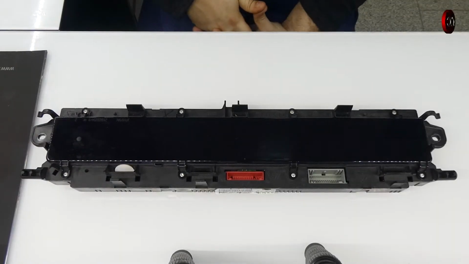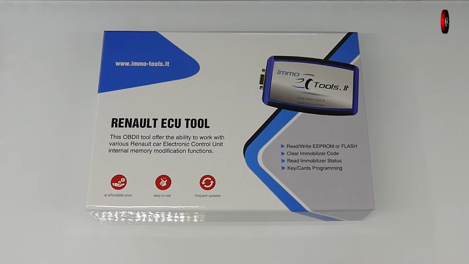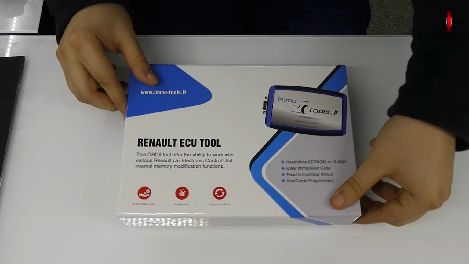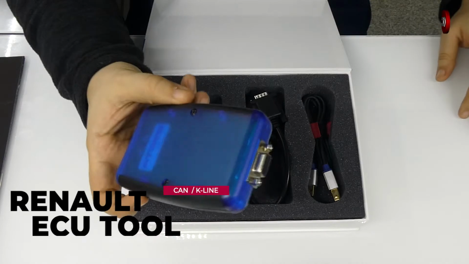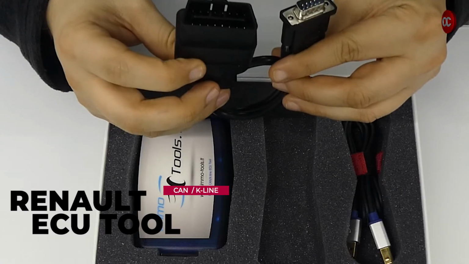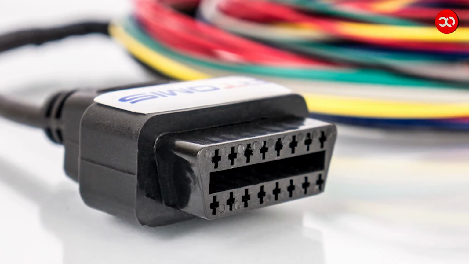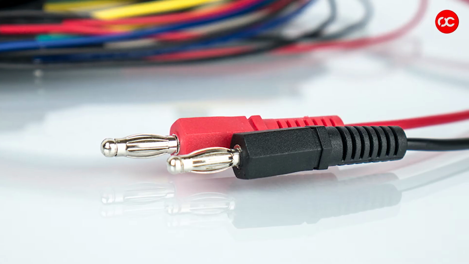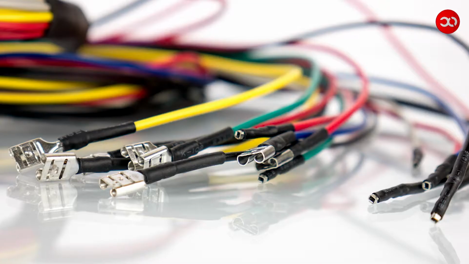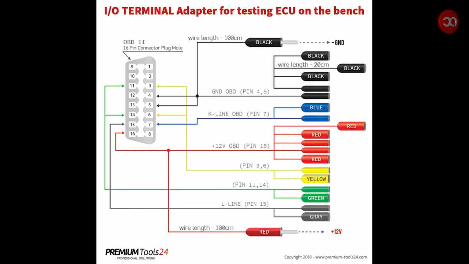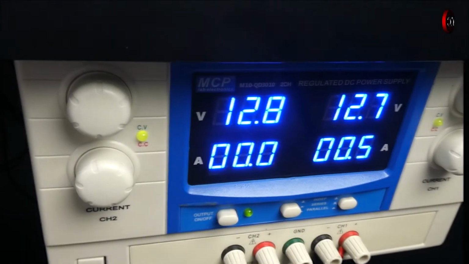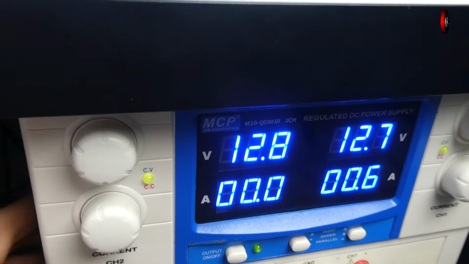The tool I'm going to use for this is the Renault e.t.c tool, and it comes in an original box with a magnetic lock, in which we find a standard OBD and USB cable. I'm also going to use the I/O terminal adapter for the bench testing. Of course you can use any adapter, but you need to know its wiring, because you need to know what you're putting together. Our bench testing adapter diagram looks like this and is available on the product site. And of course you will need a 12-volt laboratory power supply.